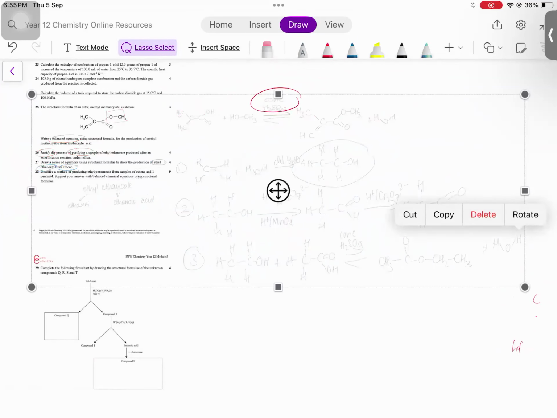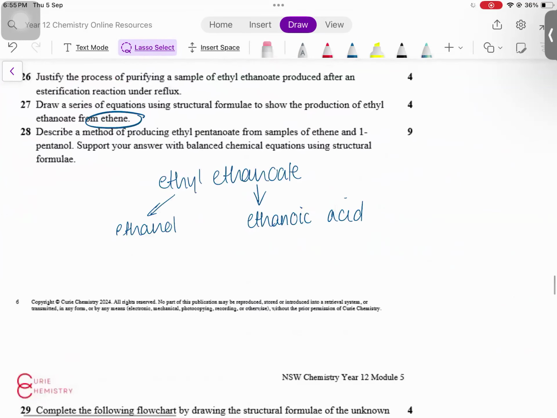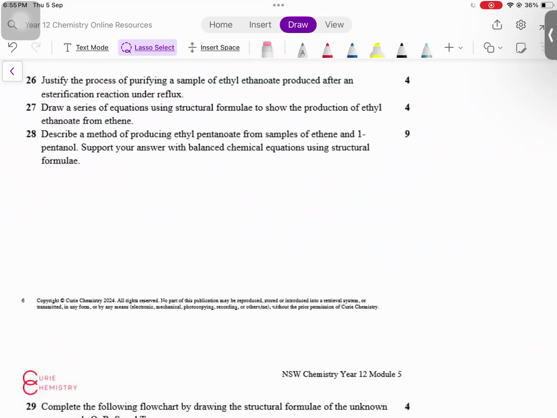Same thing for question 28. They haven't asked you to draw the equations, they just asked you to describe the method, but very similar process. Describe a method of producing ethyl pentanoate from samples of ethene and 1-pentanol. Support your answer with balanced chemical equations using structural formulae. Now, this is a 9-mark question. You would probably benefit from having a go at this, a long response form, send it through for feedback.